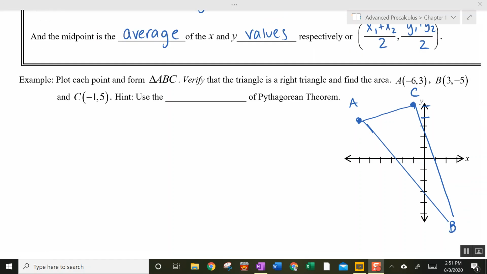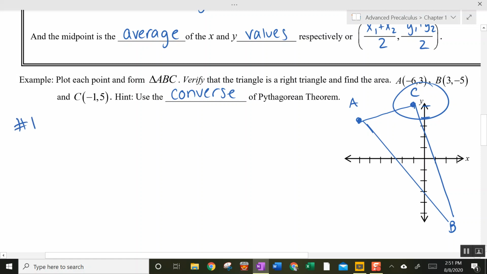So it looks like angle C is the angle in question. We're trying to figure out if this one is in fact a right angle, so we're trying to figure out if this is a right triangle or not. I'm going to show you two different ways to prove this. The second one is going to use the converse of the Pythagorean theorem. First way is a little bit easier.